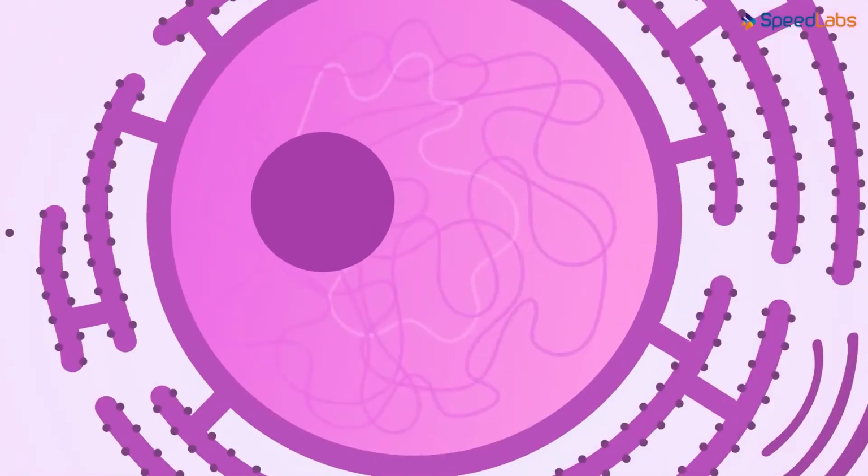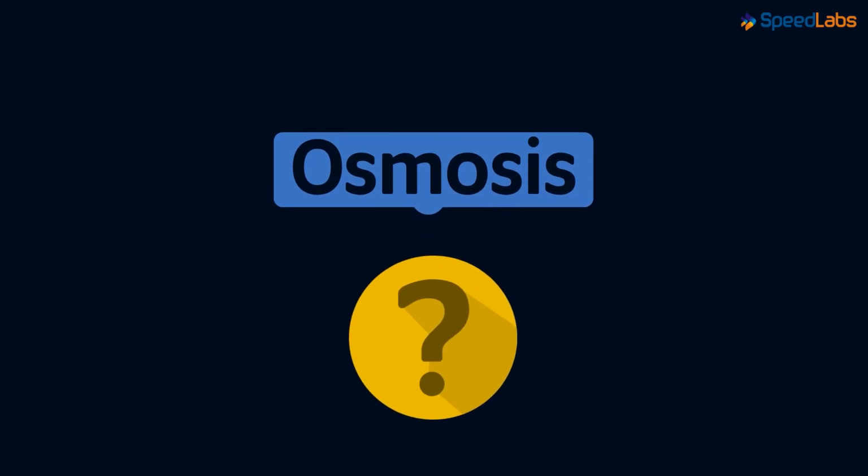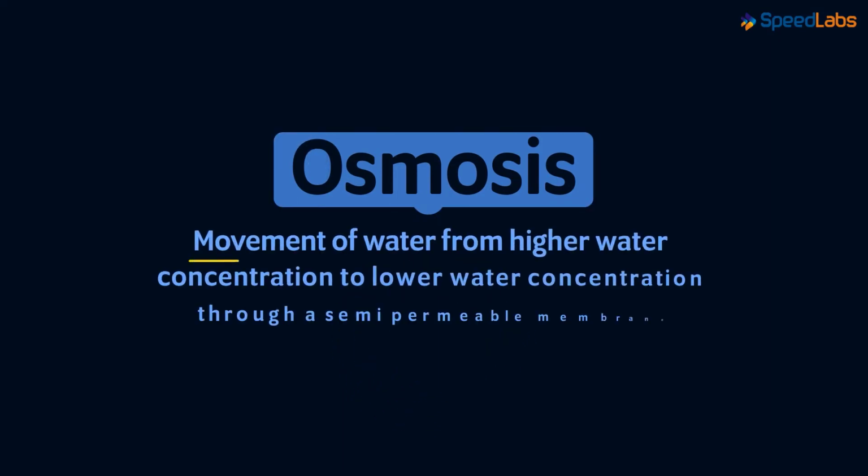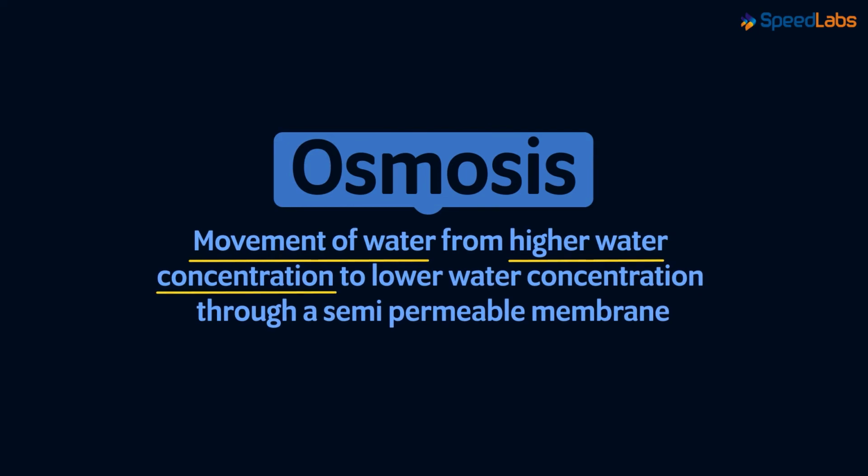Now let's get to know one more interesting concept named osmosis. Have we ever come across this term osmosis? Well, quite often. But what exactly do we mean by this? Osmosis is defined as the movement of water from higher water concentration to lower water concentration through a semi-permeable membrane.